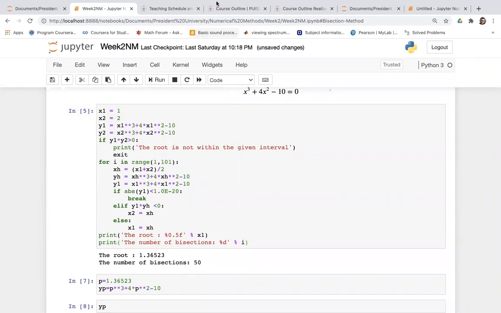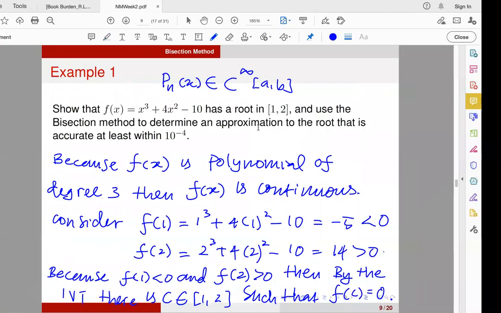No, sir. Can you try this later, at home? Okay. So that is the bisection method. Now let's continue to the next, that is Newton.